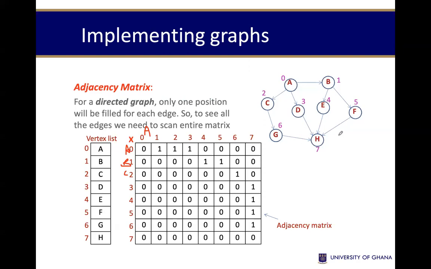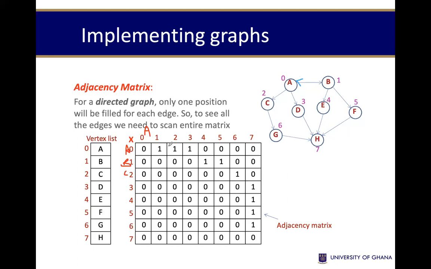You mean A goes to B and B also goes to A? Yes. So if A goes to B and B also goes to A, then it looks like an undirected one. Because A can be a source or origin and B can be a destination. Likewise, B can be a source or origin and A can be a destination. Because your arrow is like this, right?